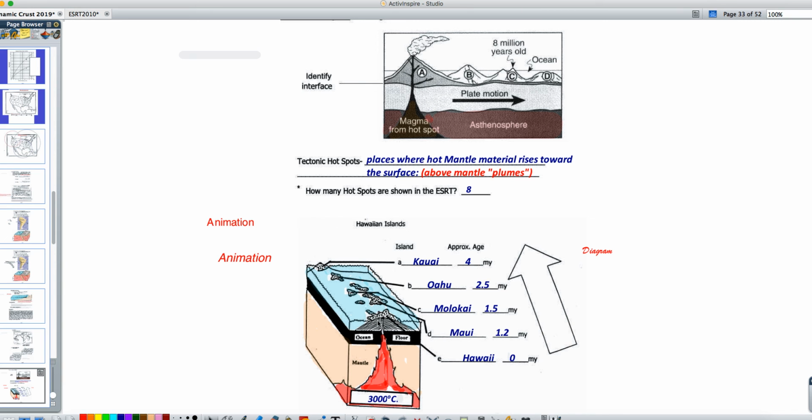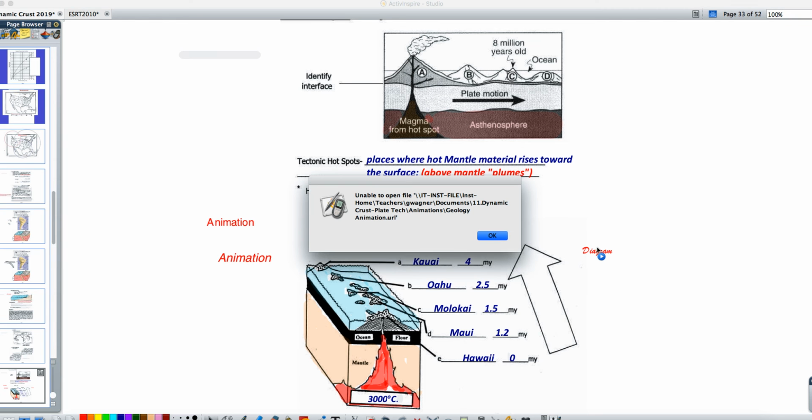But remember, the plate is moving in this direction. The plate is moving this way. So at one point, Kauai was here on the hotspot 4 million years ago, but it got moved out. And then the hotspot created Oahu, which got moved out. Then the hotspot created Molokai, which got moved out. So right now, Hawaii is the one that's currently on top of the hotspot. And one day it will be moved out and another volcanic island will be under construction right there, being formed above that tectonic hotspot.